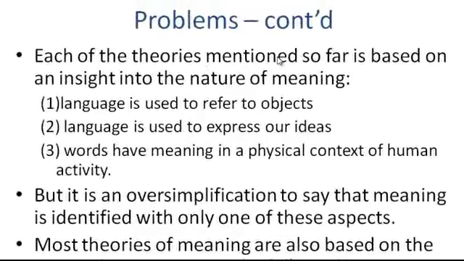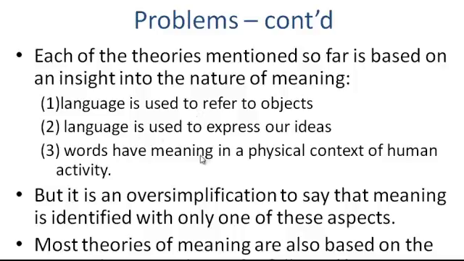So each of the theories mentioned so far is based on an insight into the nature of meaning. If you consider the referential theory of meaning, language is used to refer to objects. The second one, the ideational, language is used to express our ideas. And the third one, words have meaning in the physical context of human activity, the stimulus and our response in our activities. But it is an oversimplification to say that meaning is identified with only one of these aspects.